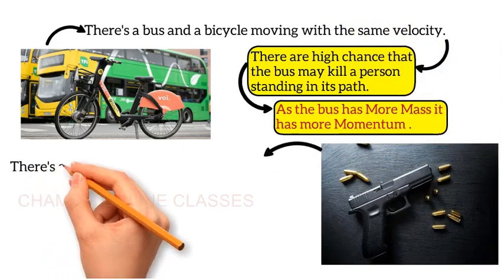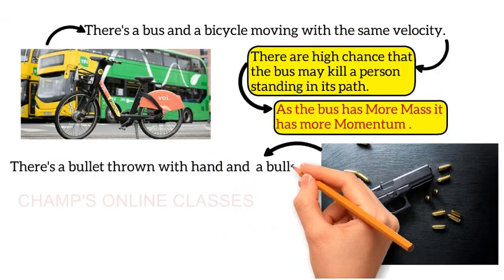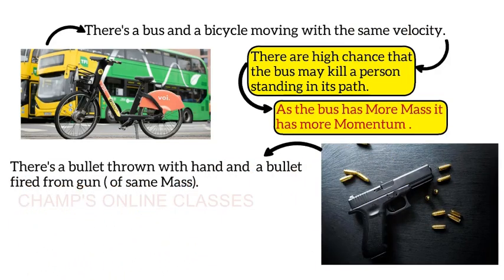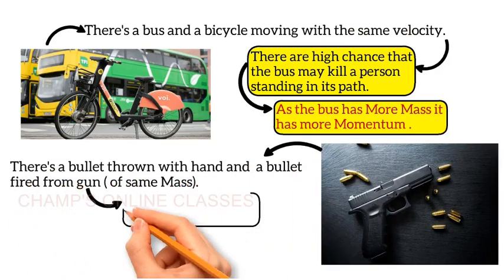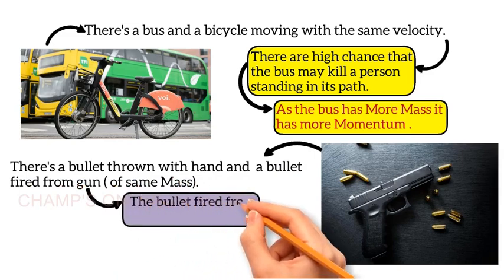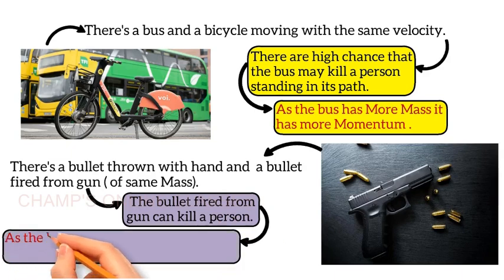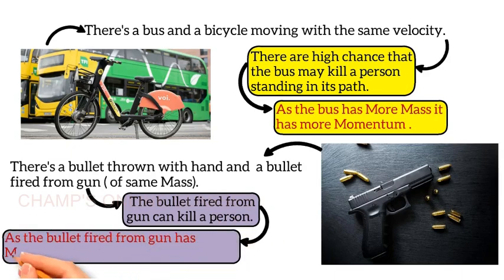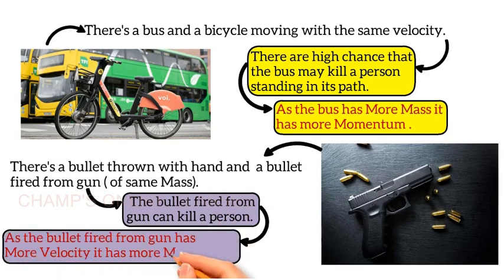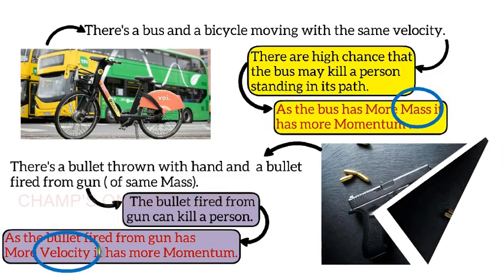There's a bullet thrown with hand and a bullet fired from a gun of the same mass. Now, what do you think? Which can kill a person? Definitely, the bullet fired from the gun can kill a person because as the bullet fired from the gun has more velocity, it has more momentum. So we can see from these two examples that momentum is directly proportional to both mass and velocity of a body.